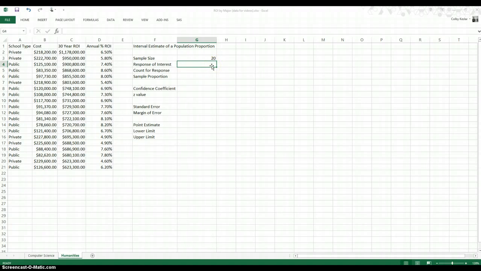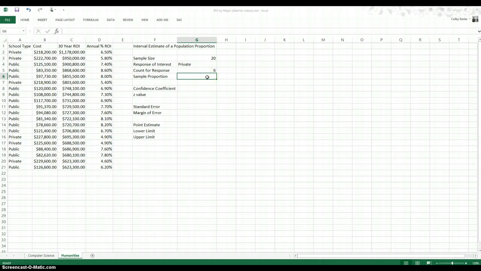Response of interest is what I'm interested in calculating. So for me, I'm interested perhaps in looking at the private schools, so I'm going to type in private here, just like I have it typed into all of these cells. Count for response, to figure out how many private schools I have, the one I'm interested in, I will do equals COUNTIF, parenthesis, and then reselect my data, and then comma, and then criteria: what is it that I'm looking for? I'm looking for private. So select that, enter. So I have 6 out of 20 private schools here.